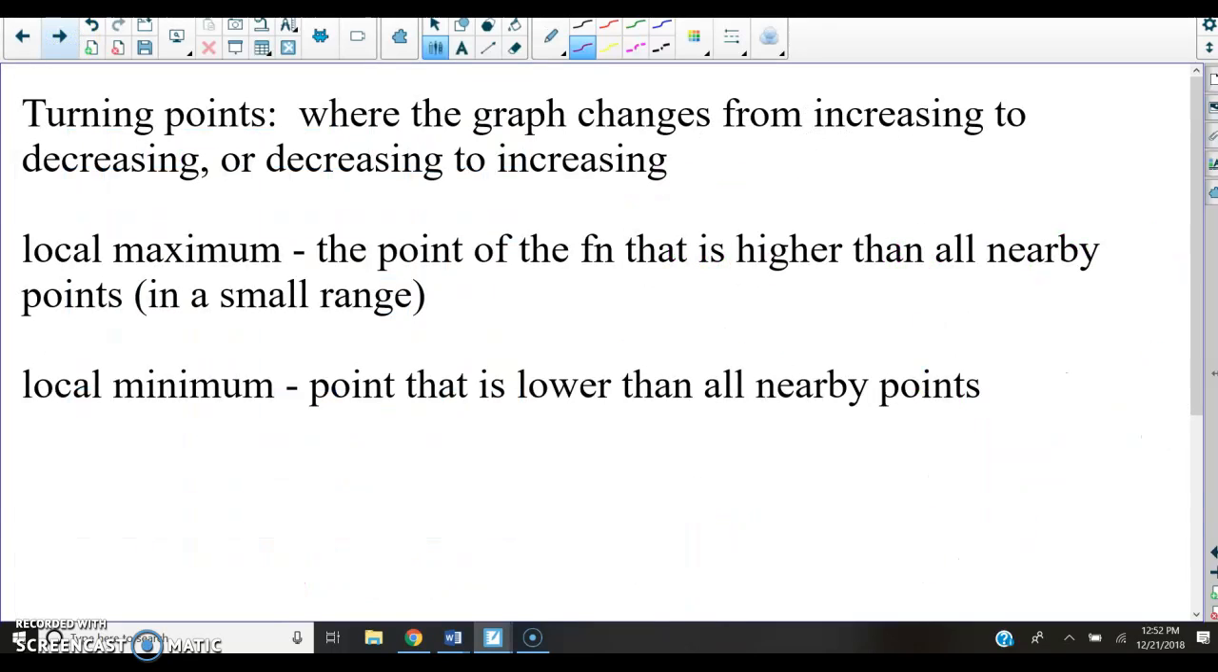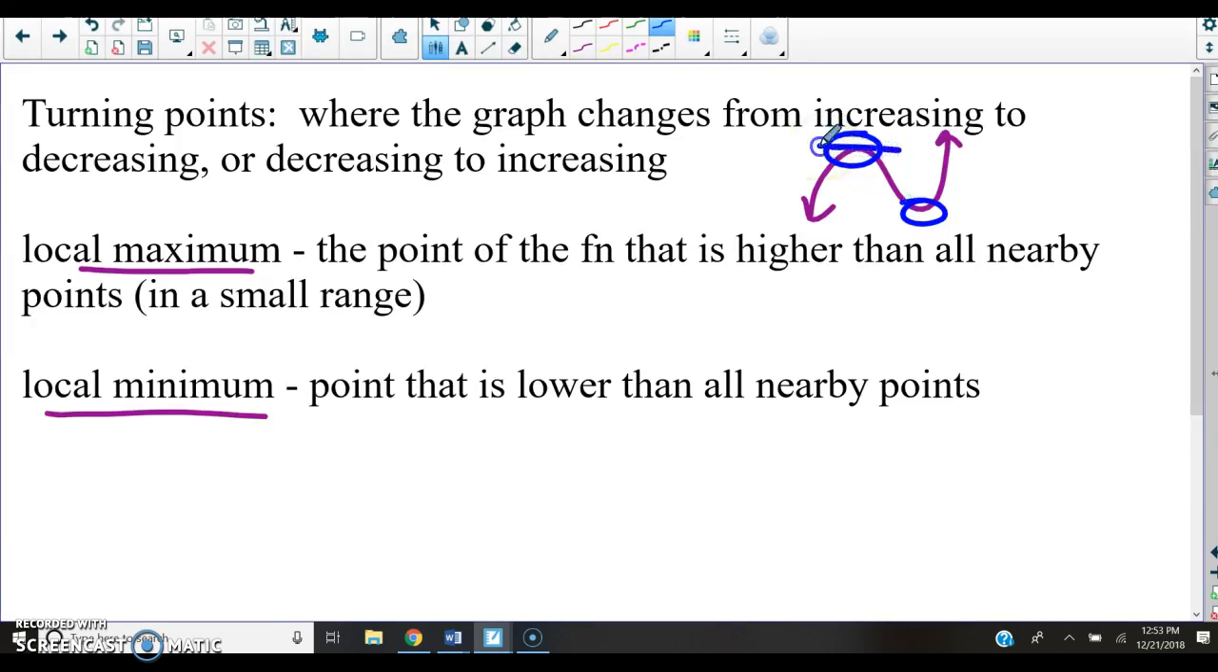Okay. The turning points. The turning points is where the graph changes from increasing to decreasing. That's going to be either your highest or lowest point. Okay, so when you have this cubic and its graph looks something like that, this is one turning point. This is another turning point.